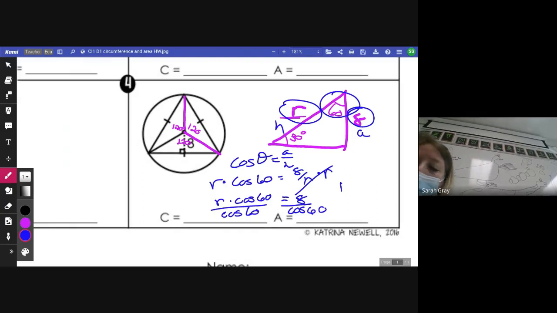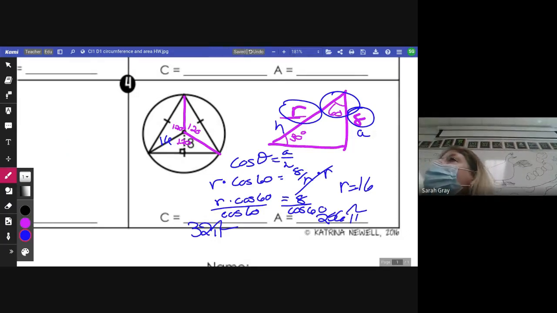16. R is 16. That means my circumference is 32 pi, and my area is 256 pi. Yep, 16 squared.